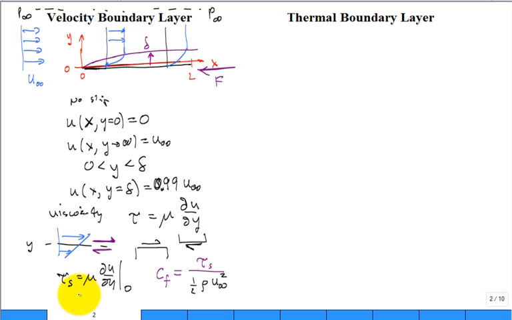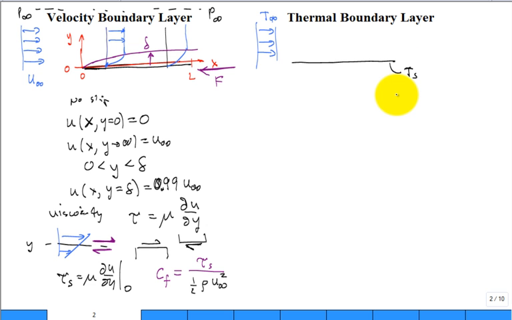Now let's talk about the thermal boundary layer. We're still going to have a very thin plate, knife-edged plate. We're going to have it either hot or colder than the fluid. And the fluid's going to be approaching it with the uniform temperature. So let's just say it approaches it at T infinity, and your surface of the plate is at TS.